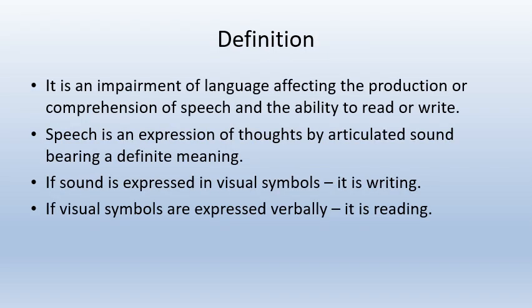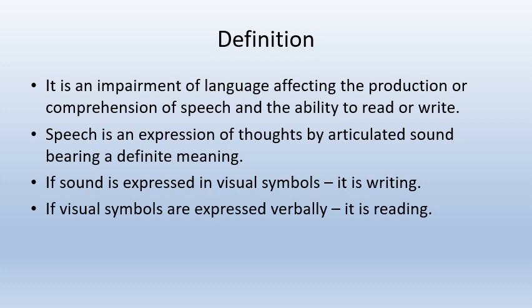Aphasia is an impairment of language affecting the production or comprehension of speech and the ability to read or write. Production means articulation, use of muscles, and comprehension of speech means understanding the meaning behind that speech. Speech is an expression of thoughts by articulated sound bearing a definite meaning. If this sound or speech is expressed in visual symbols, it is called writing.